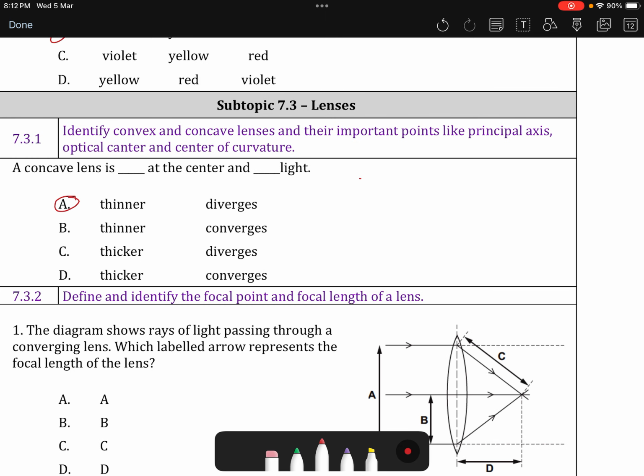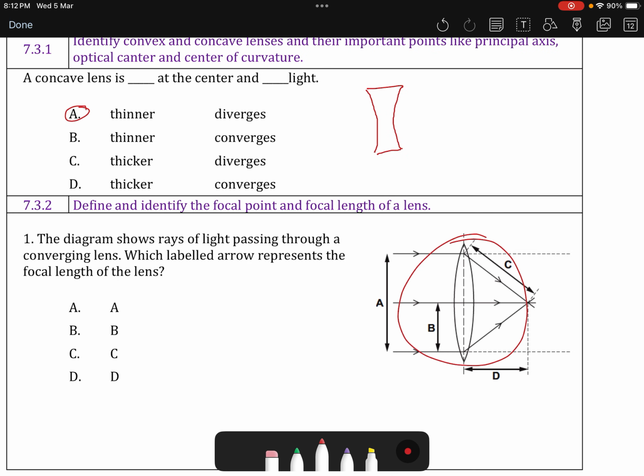This is how we draw the concave lens. The convex lens is something like this. Now we will solve an example on it, but I wanted to show you the difference between them. So the convex lens, which is this one, is thicker at the middle and it converges light.